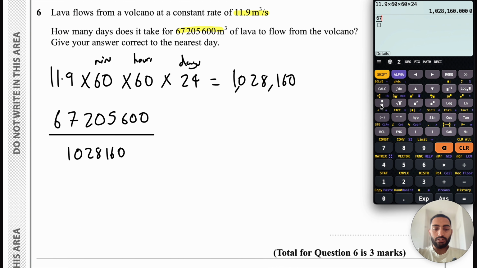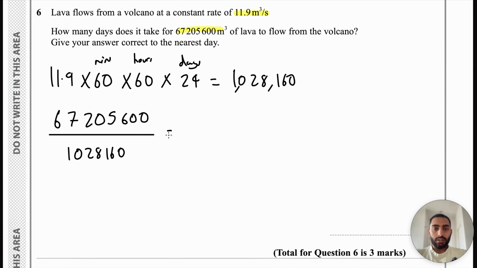So 67,205,600 over 1,028,000. That gives me an answer of 65.364. The answer wants it correct to the nearest day, so I want to round it to the nearest unit, and this 3 is telling me I need to round down, so it would become 65 days.